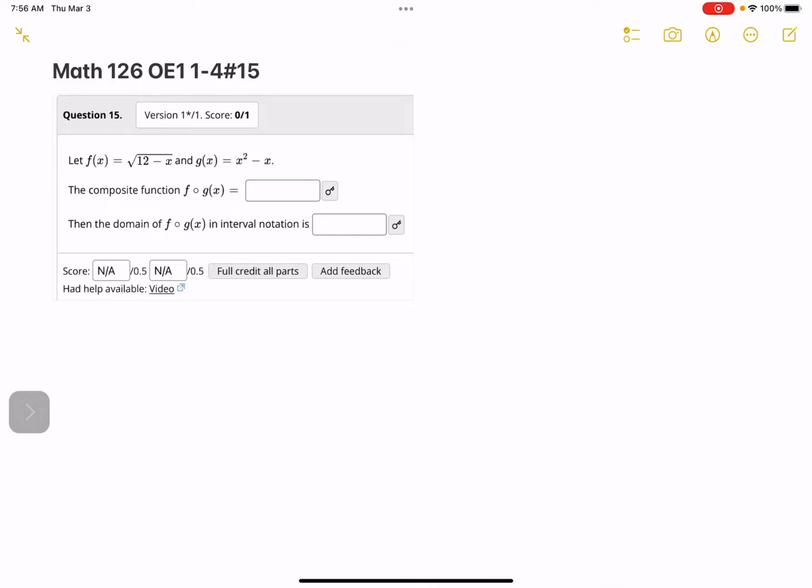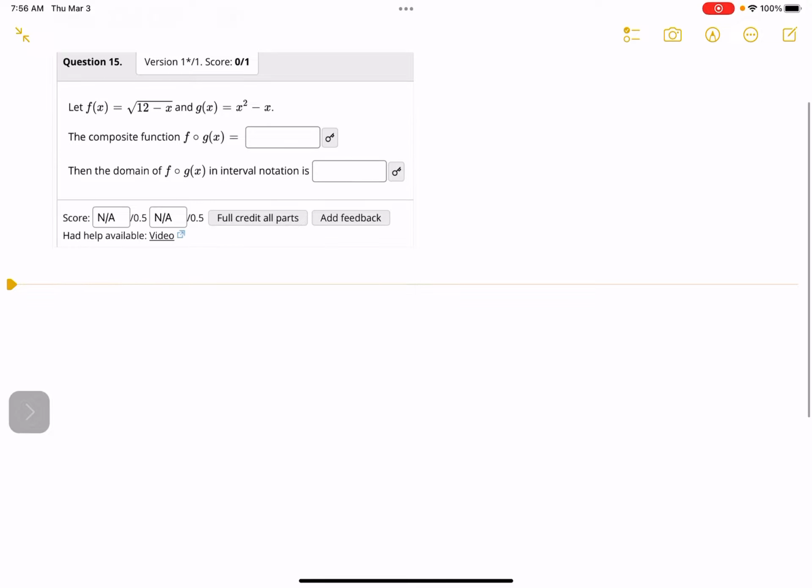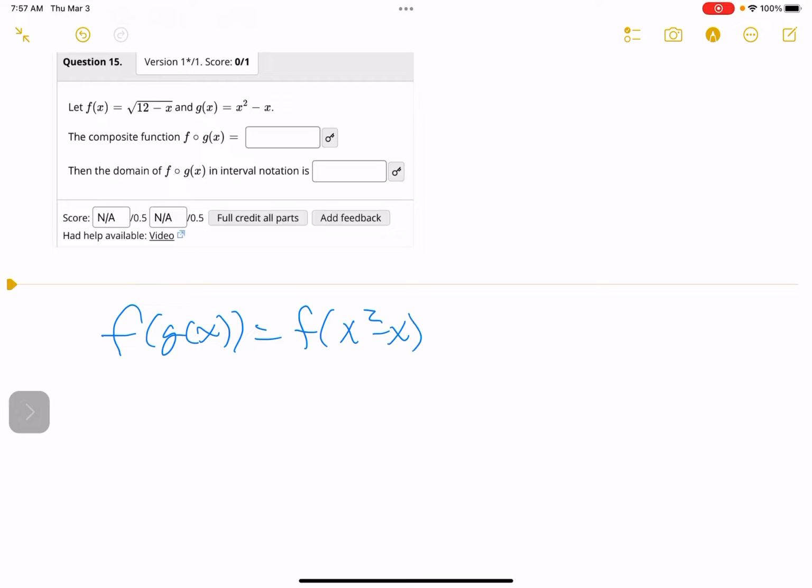Here we have another composite function problem. We have f of x equals the square root of 12 minus x, and g of x equals x squared minus x. So they want us to find f of g of x. So that's f of x squared minus x. We're going to put that in place of the x in the square root of 12 minus x.